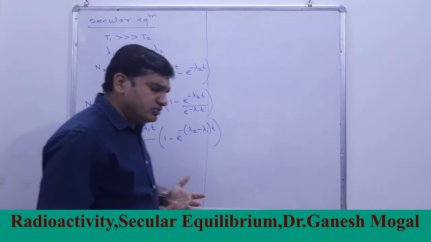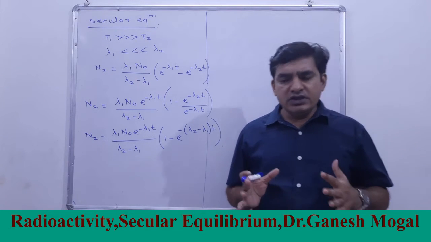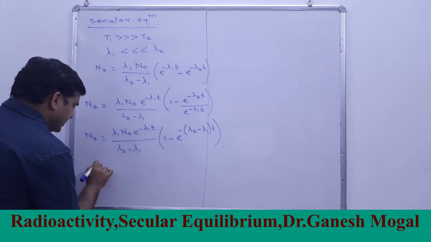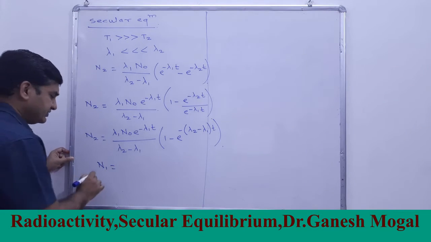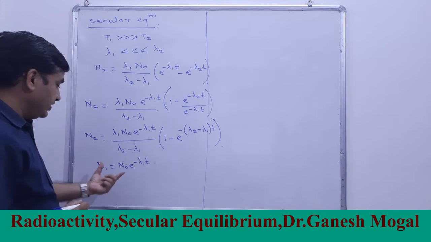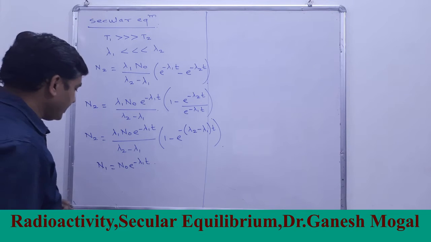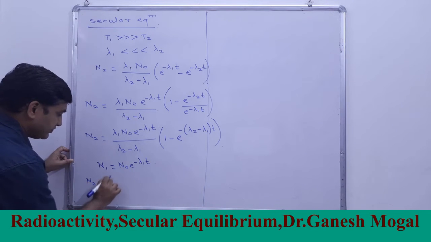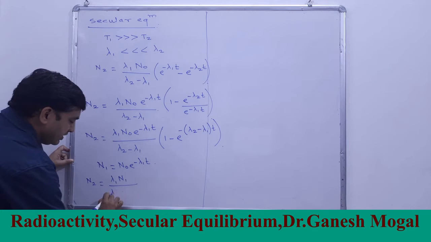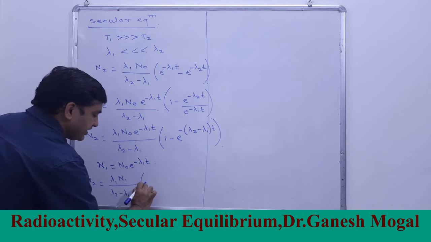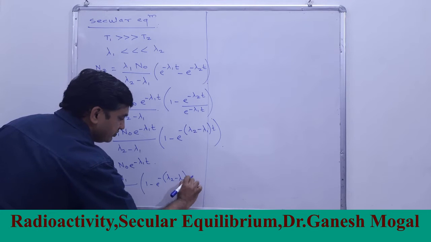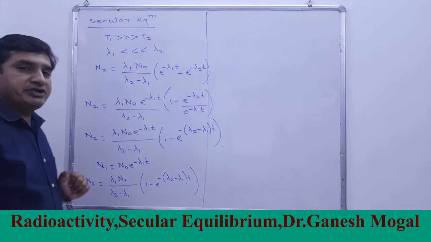According to the law of radioactive decay, radioactive nuclei disintegrate exponentially with time. Therefore, the number of radioactive nuclei for the parent, N1, is equal to N0 e raised to minus lambda 1 into t. When we put this term here, we get N2 equal to lambda 1 N1 divided by lambda 2 minus lambda 1, in bracket 1 minus e raised to minus lambda 2 minus lambda 1 into t. So we can represent it like this.